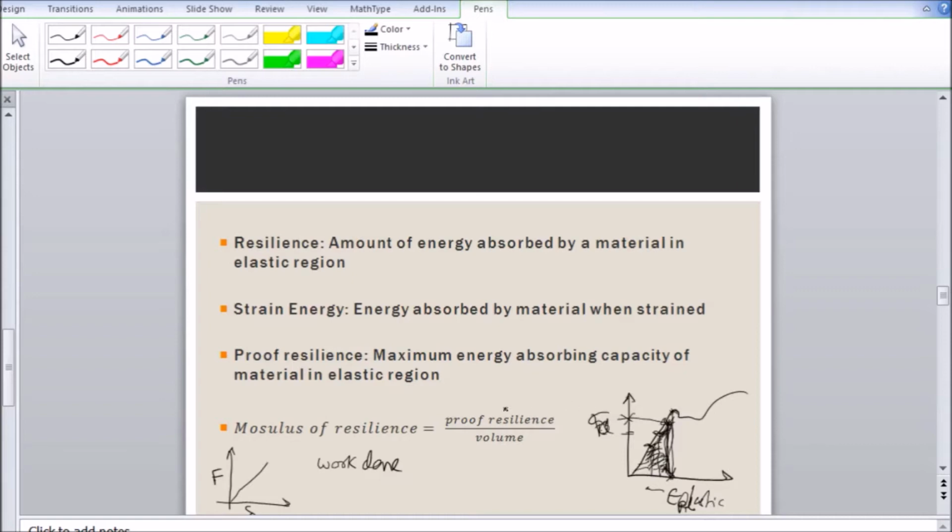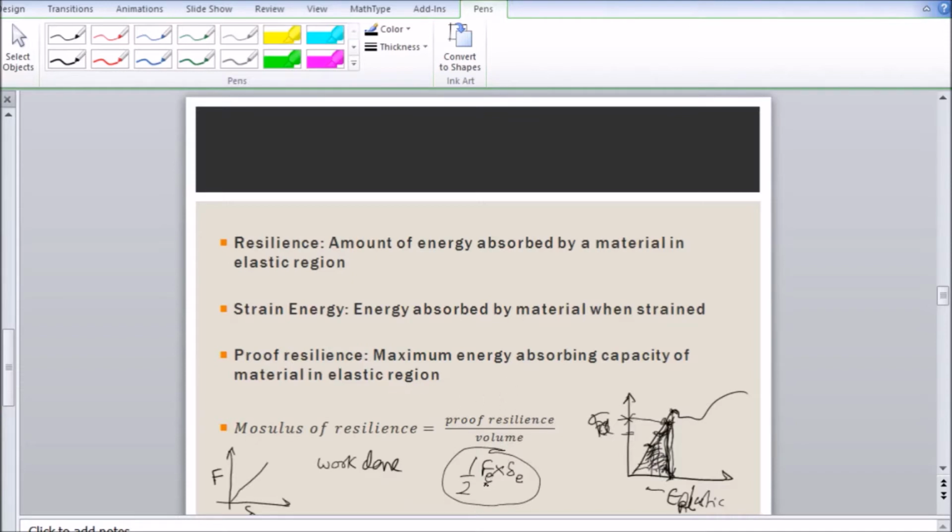So those are the things to be discussed with resilience, strain energy and proof resilience. Now modulus of resilience is this proof resilience up to this elastic zone, whatever is the maximum energy that can be stored, divided by the volume. That means half force into displacement is the actual energy, and if it is up to elastic limit, then this half Fe into delta is the maximum possible energy that can be stored, the maximum capacity of the material to store the energy within elastic zone.